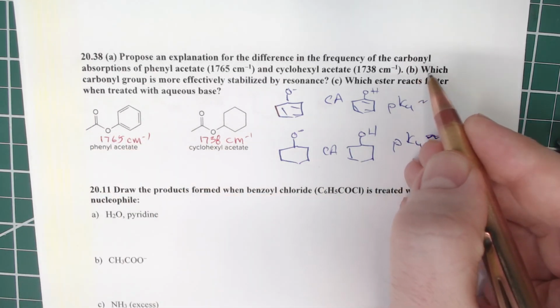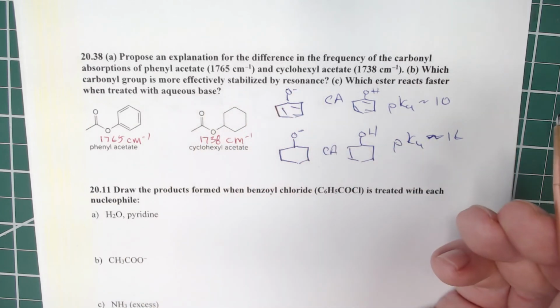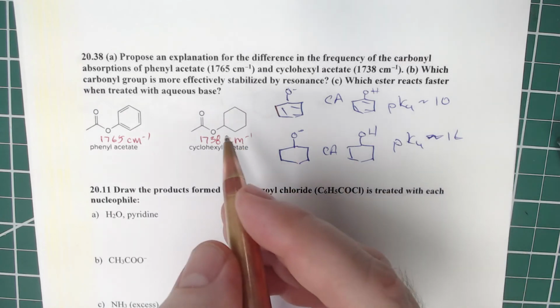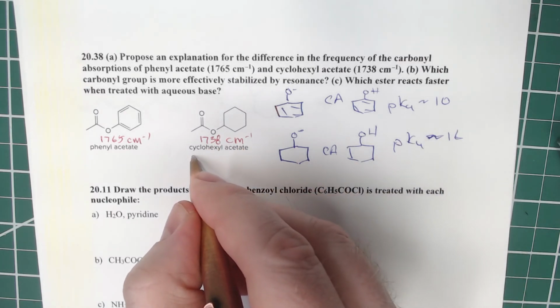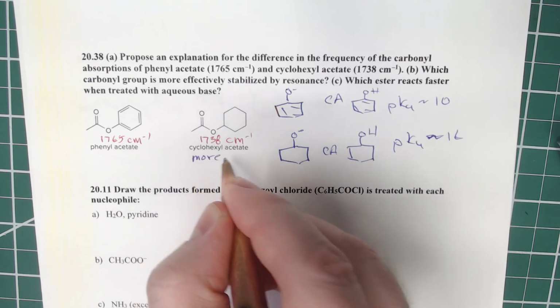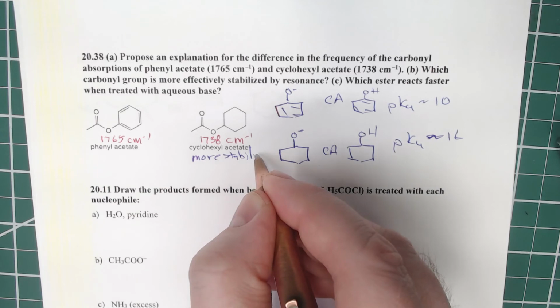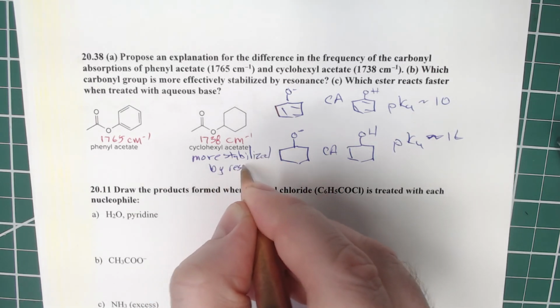All right, part B says, what carbonyl group is more effectively stabilized by resonance? All right, here we're talking about the carbonyl group. Which one's more effectively stabilized by resonance? And this one is going to be the one. So more stabilized by resonance.